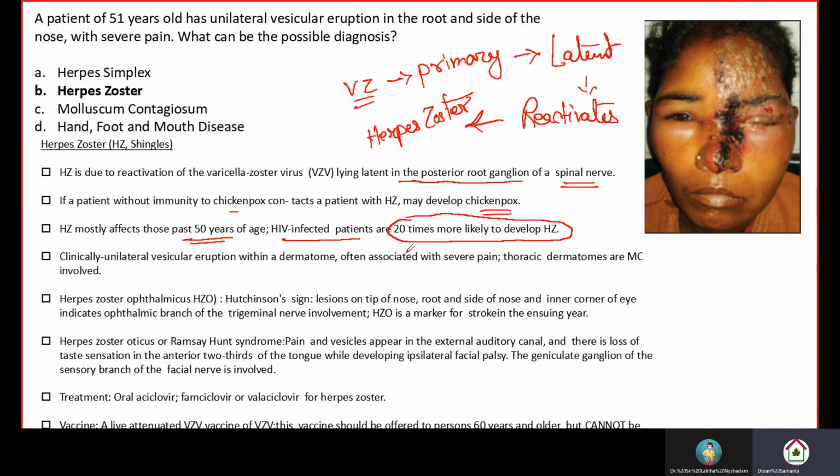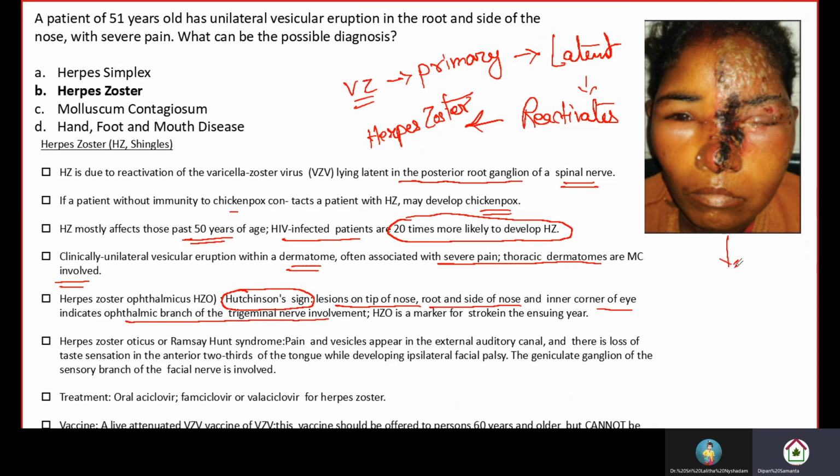Unilateral vesicular eruptions within a dermatome associated with severe pain. Thoracic dermatomes are most commonly involved, thoracic one. In herpes zoster ophthalmicus, Hutchinson sign is positive and eye involvement occurs. Lesion on the tip of the nose, root and side of the nose, and inner corner of the eye indicates ophthalmic branch of the trigeminal nerve.